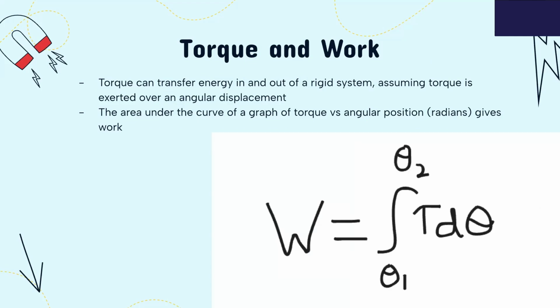Torque can transfer energy into and out of a rigid system, but the torque has to be exerted over an angular displacement, just like work has to be exerted over a displacement. The area under the curve of a graph of torque versus angular position in radians gives the work. So we get work is equal to the integral from theta 1 to theta 2 of torque with respect to d theta.